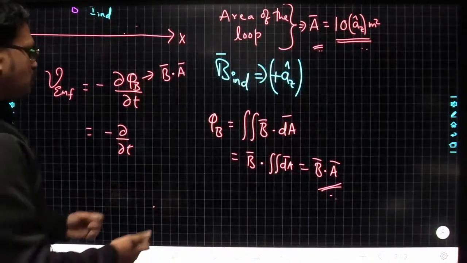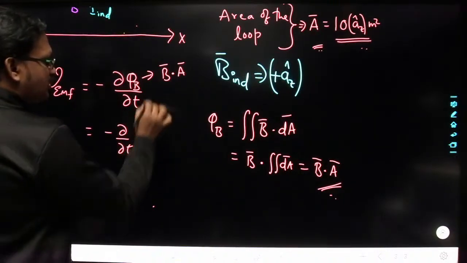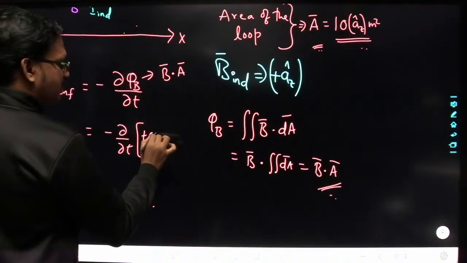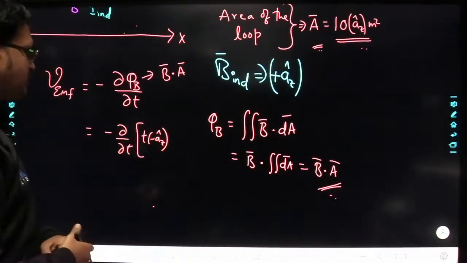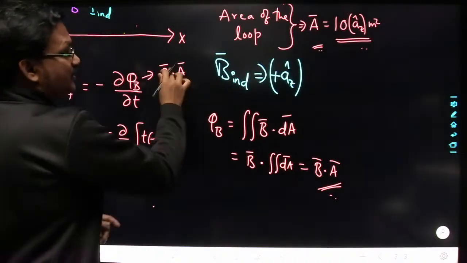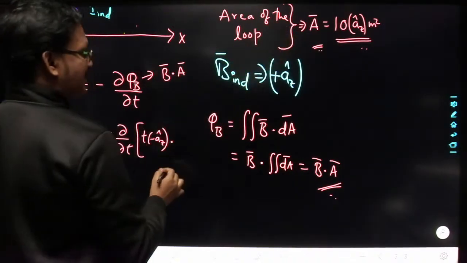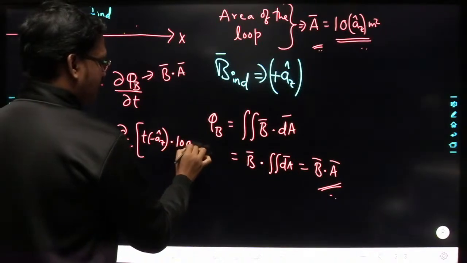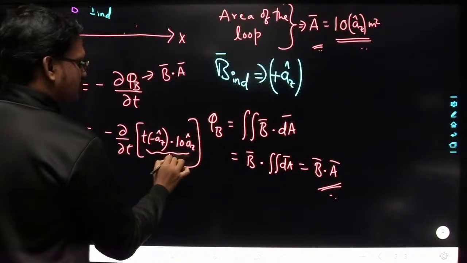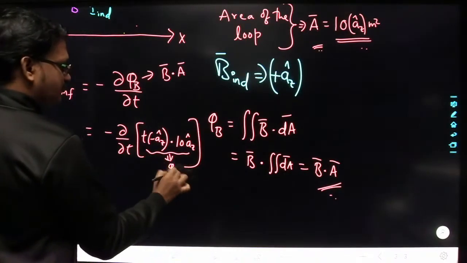Okay. So now what is this B bar dot A bar here? B bar is nothing but t into minus az cap, dot A bar. A bar I have given as 10 az cap. So this is nothing but B bar dot A bar, that is nothing but phi b.